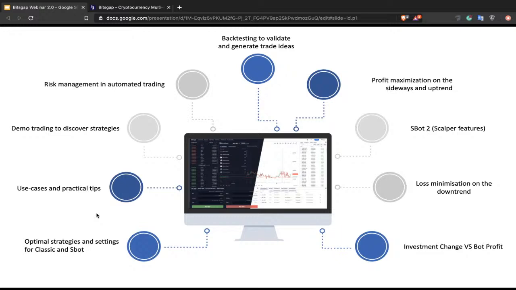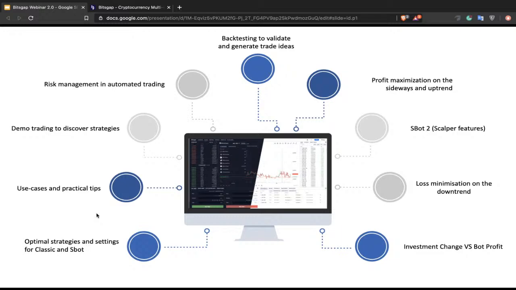Risk management in automated trading. So we will go through some features that we have at Bitsgap, which allow you to minimize your loss in case of the falling market. And we also have some built-in algorithms to secure your trading, for instance, from extreme pumps and dumps. So yeah, we have this feature, automated.